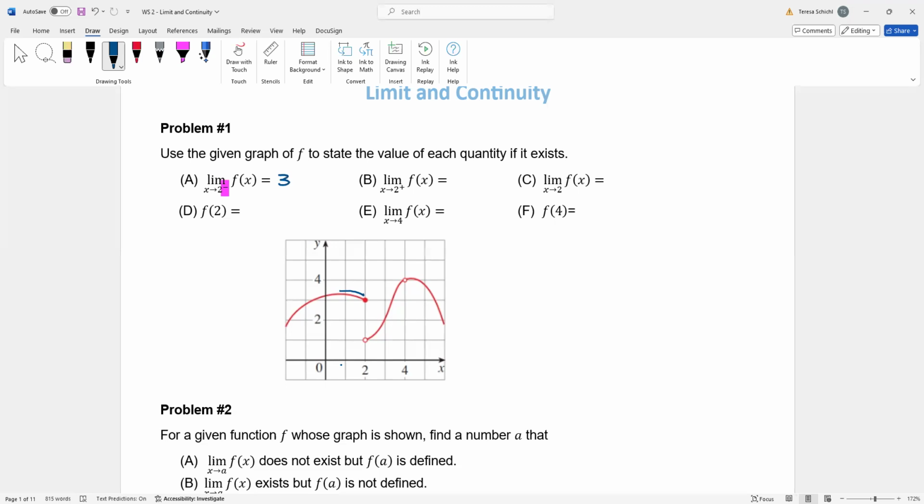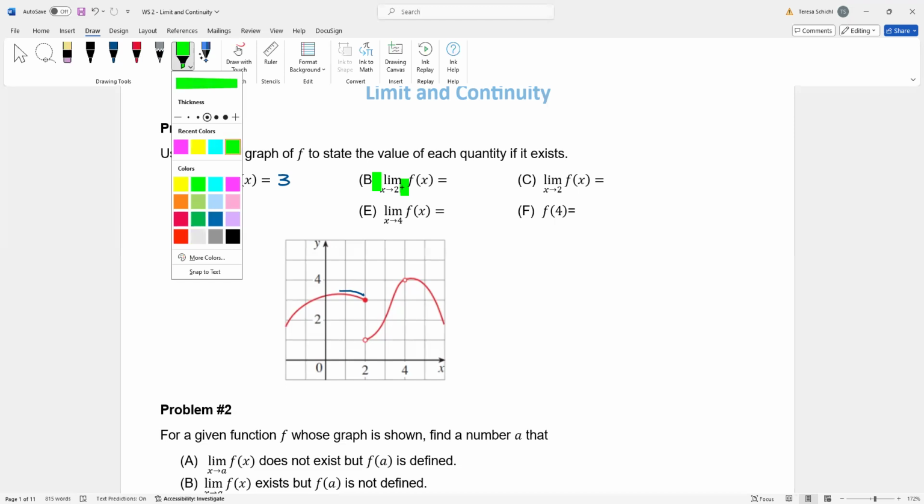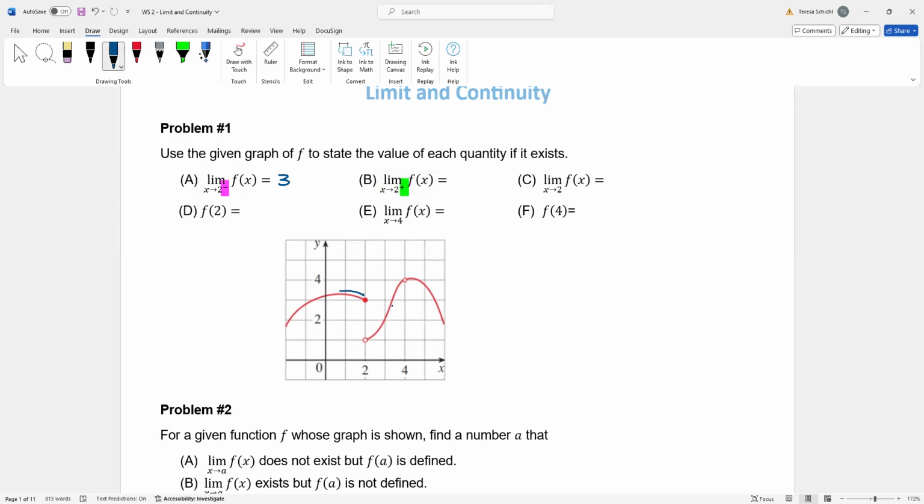Now the next one: x approaching 2 from the right-hand side. From the right, it's going to get closer and closer to 1. Even though we don't have the value defined here, I know it's getting very, very close to 1. Now part c, the limit as x approaches 2 of f(x). What is this limit? This limit does not exist. Why?